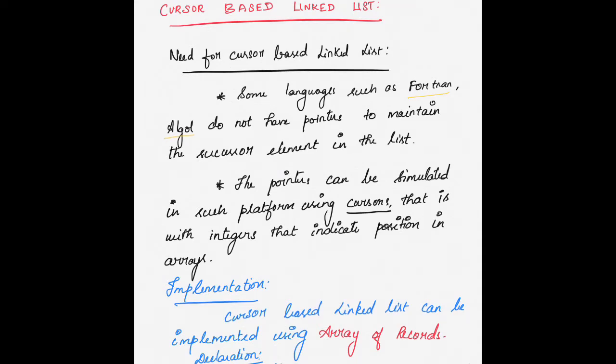So basically what is a cursor? A cursor is nothing but an integer value. We are going to maintain the index of the next element in the form of an integer, so that will tell where the next element will be. So we will be simply using arrays in order to maintain the linked list.